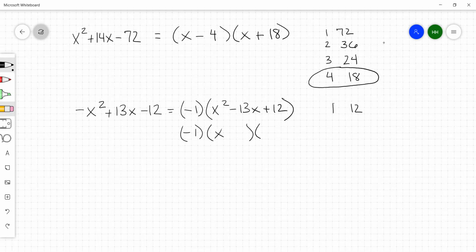We're going to factor this into two binomials. We can use the 1 and we can use the 12. Now, when they are multiplied, they need to multiply to positive 12. And when they are added, they need to add to negative 13. So in that case, both of these need to be negative. Negative 1 times negative 12 gives you a positive 12, and negative 1 plus negative 12 gives you a negative 13.